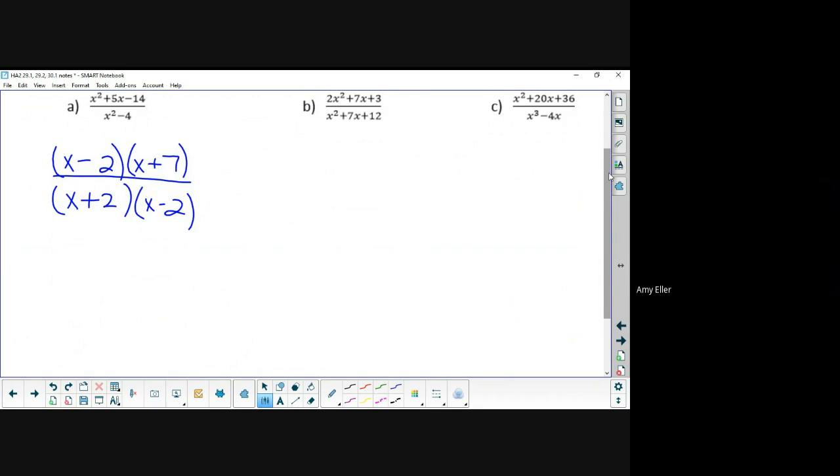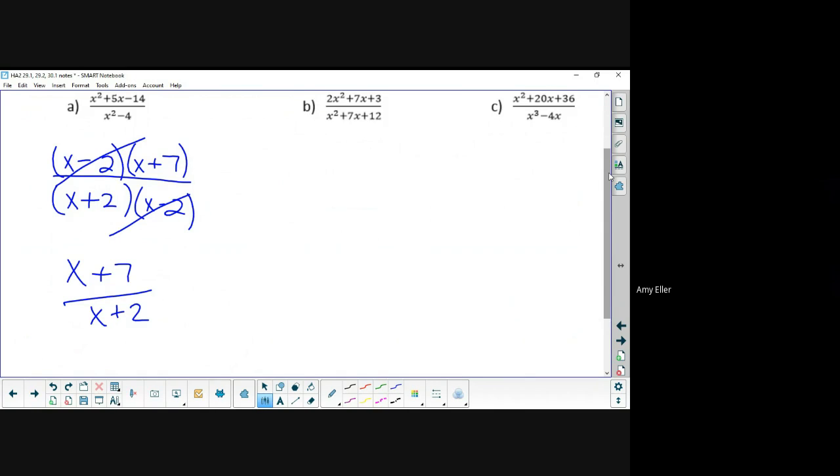There's no equal sign. We're not solving. x is not 7. We are just simplifying this. Anybody see anything else I could do to simplify? The x minus 2 is on the top and this is on the bottom. Those cancel. So I have x plus 7 over x plus 2. That's pretty much my answer.